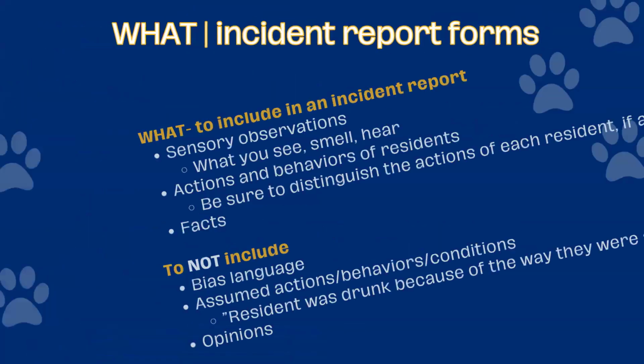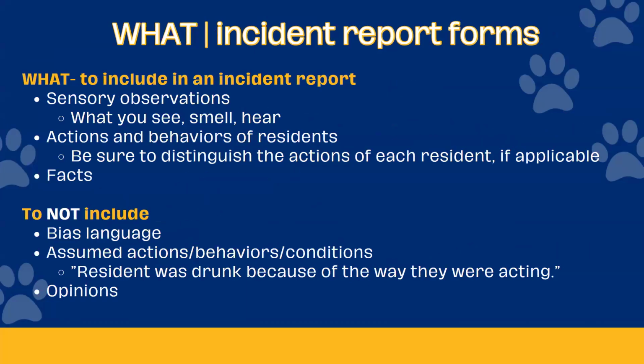As we dive into the what of incident report forms, let's focus on two main aspects: what to include and what to avoid. First, sensory observations are crucial. This means noting what you see, smell, or hear during an incident. For example, if you notice a resident slurring their words or smelling of alcohol, those details are vital. Next, we need to be clear about the actions and behaviors of each resident involved. It's important to distinguish between them to avoid confusion. Now, let's discuss what not to include.